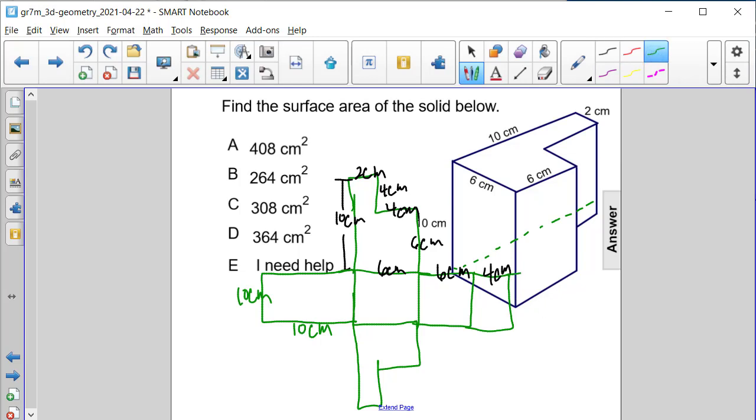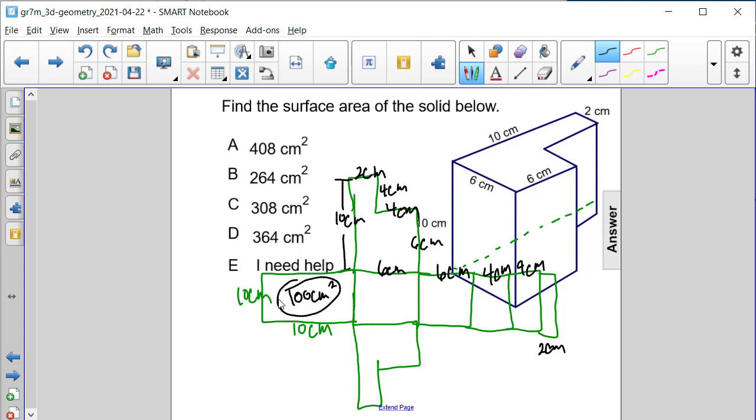Okay, so we can draw another rectangle that kind of looks similar with a width of 4 centimeters. And then we also have the rectangle where the 2 is. So that's going to be a little bit thinner than our 4. So that's 2 centimeters there. Okay, so this is the entire net of this solid that we have here. And we can calculate the area of each rectangle first. 10 centimeters times 10 centimeters will be 100 square centimeters.